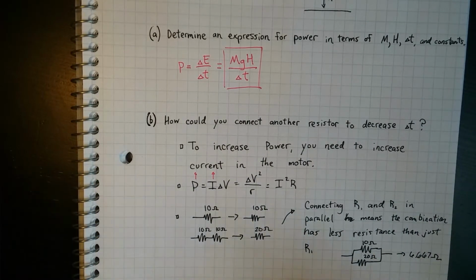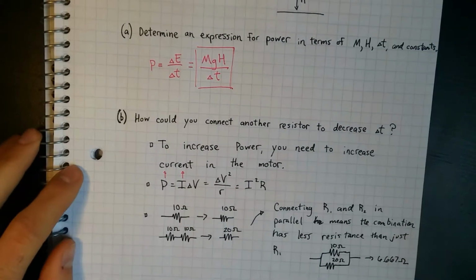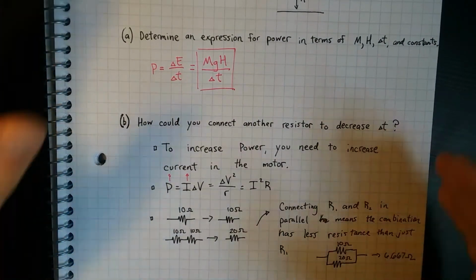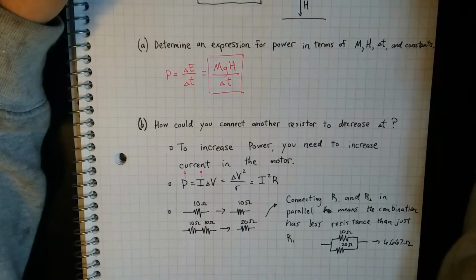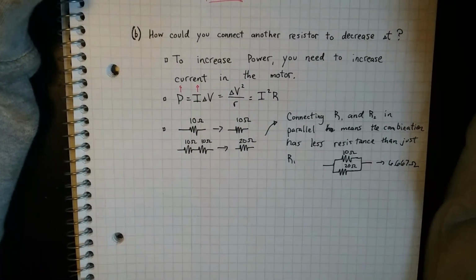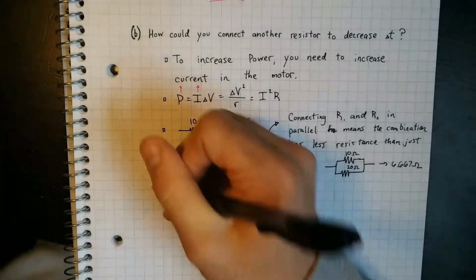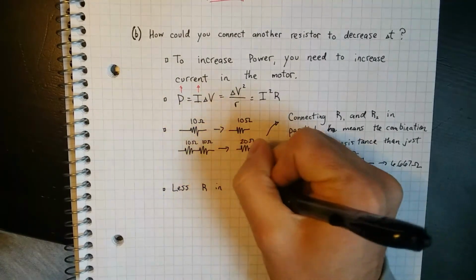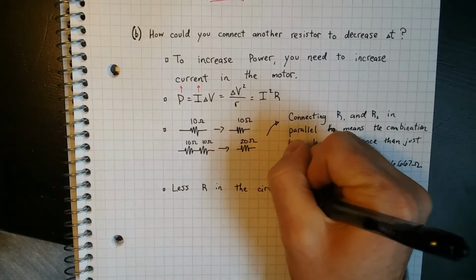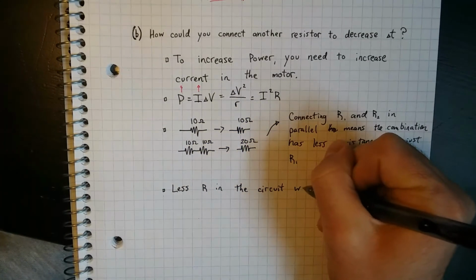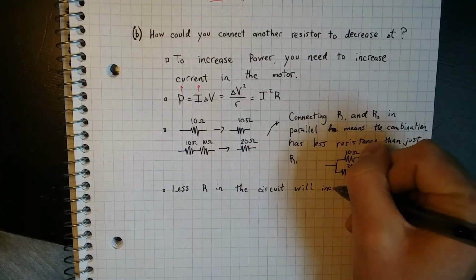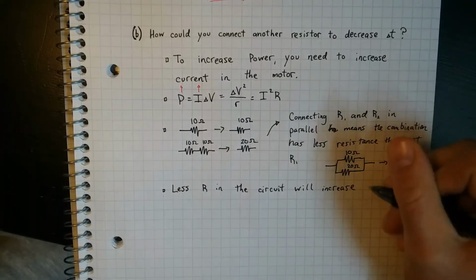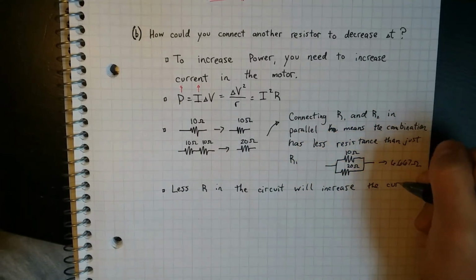That's what parallel does. You can add resistors together to make there be less resistance than there was before. It makes it easier for the charges to flow because they have different paths to go. That's going to mean less resistance in the circuit, which will increase the current in the circuit.